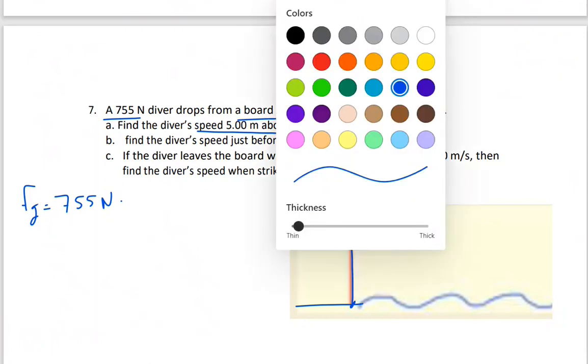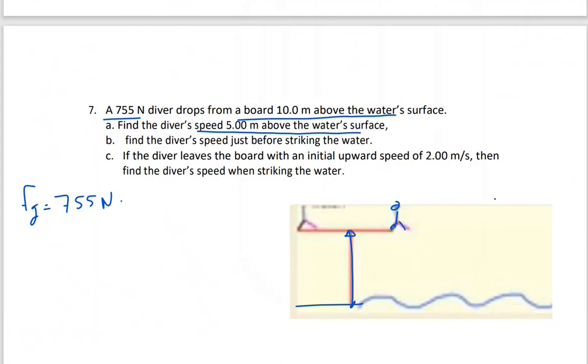5 meters means at the middle, here. 5 meters. Okay, so here, this is my reference. Okay, about 5 meters above the water surface, and then just before it hits the water.